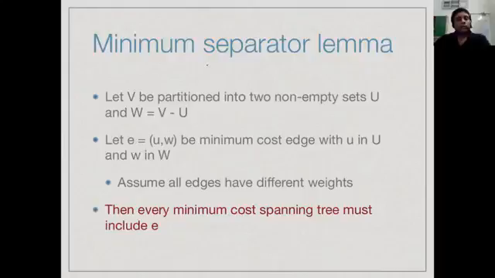So once again, we will use the same result that we used for Prim's algorithm, this minimum separator lemma. So recall what the lemma said. It said that if we take our set of vertices and separate them into two non-empty groups, U and W, and if we take the smallest edge, now the graph is connected, so there must be an edge connecting these two. If we take the smallest edge which connects the two parts together, then this edge must be there in every spanning tree, every minimum cost spanning tree. Right? This is what the lemma said.